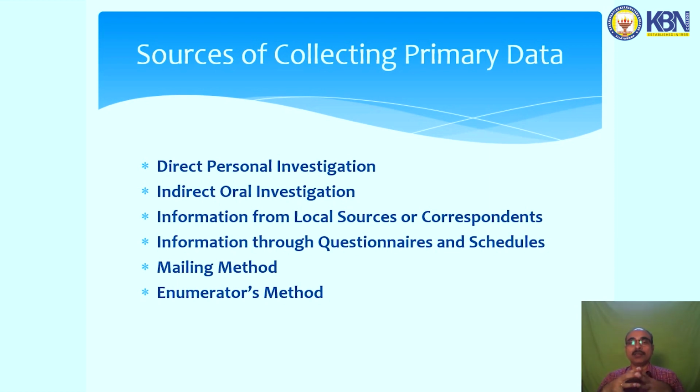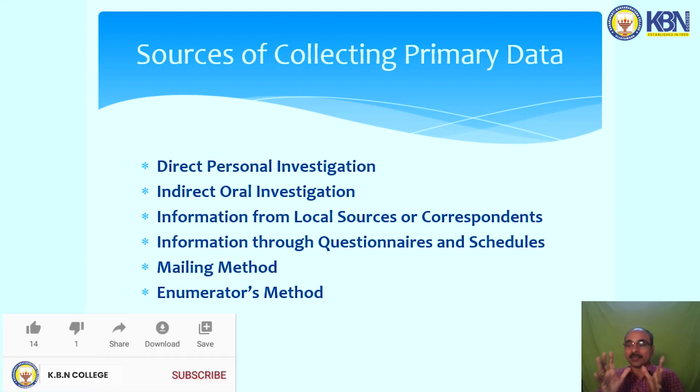Let us go into the sources of how primary data can be collected. Number one is direct personal investigation. That means a person who wants to take the data will directly approach the person from whom the data is wanted. For example, when a student has joined the college, we give an application to fill in these particulars. We are taking the direct data from the direct person.